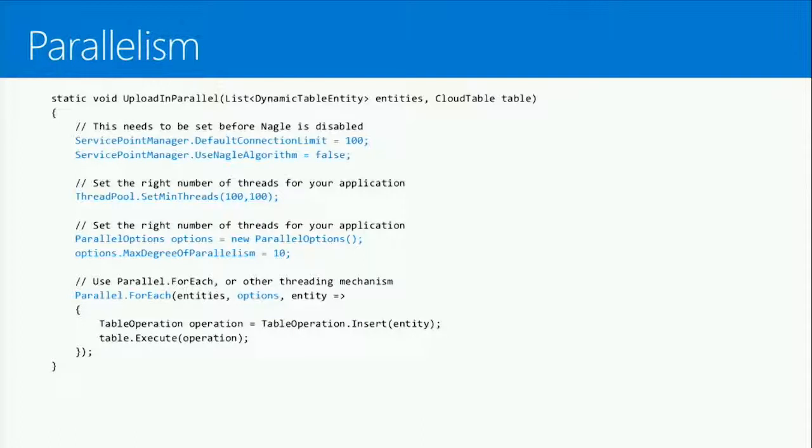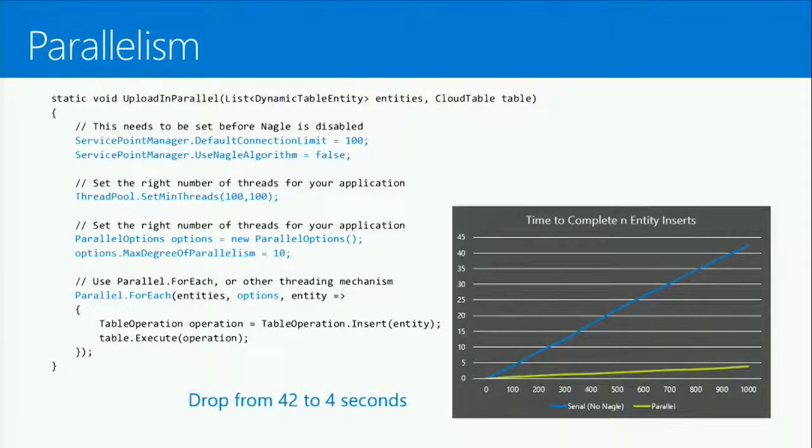Now let's try making these in parallel. So we've now continued to set Nagle off, but now we're going to do parallel entity inserts, allowing for up to 10 entities to be inserted at a time, just using a .NET Parallel.ForEach. Nothing fancy here. So now we've dropped from 42 seconds down to 4 seconds by putting this in parallel.